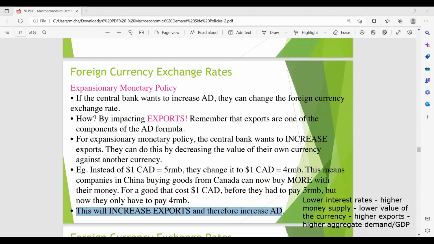If they have a lower value of the currency, they're going to have higher exports. Lower value of currency, higher exports, because it is cheaper for other countries to buy your goods.